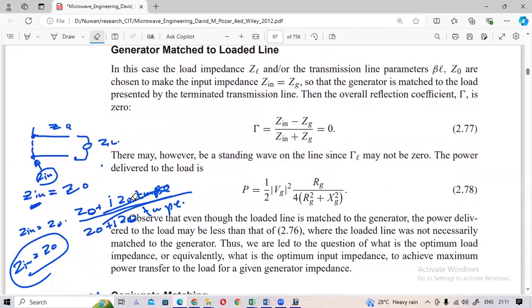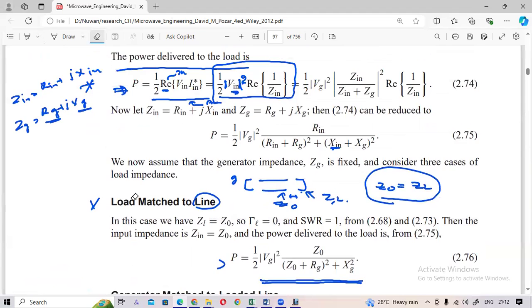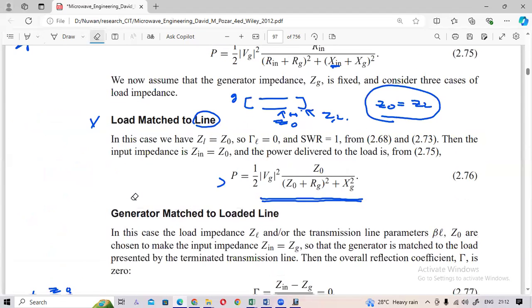Okay, then you will get this much power that is delivered to the... sorry, this is not the case. Okay, we are considering this one.